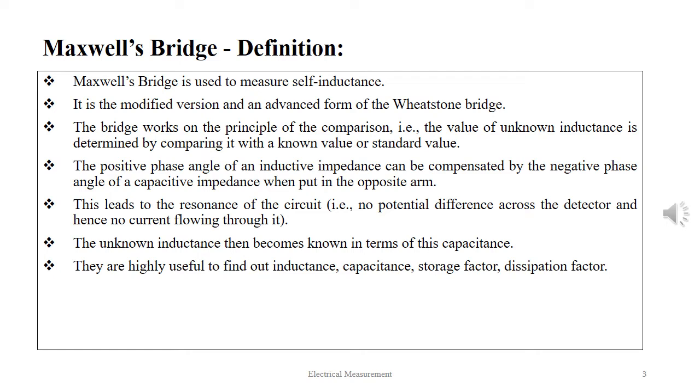The positive phase angle of the inductive impedance can be compensated by the negative phase angle of a capacitive impedance when put in opposite arms. This leads to the resonance of the circuit, that is, no potential difference across the detector and hence no current flows through it. The unknown inductance then becomes known in terms of this capacitance. They are highly useful to find out inductance, capacitance, storage factor, and dissipation factor.